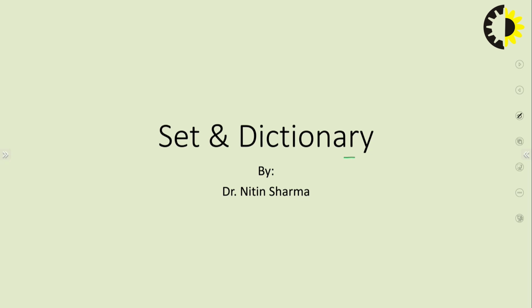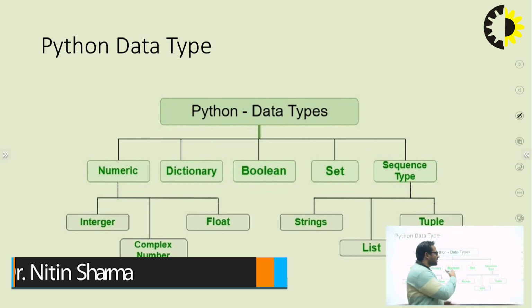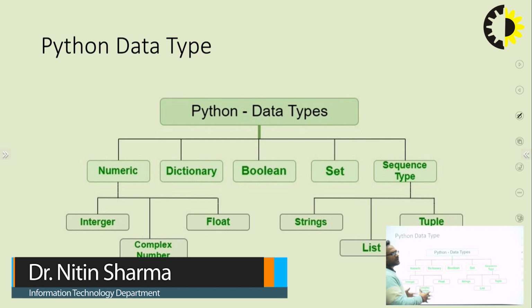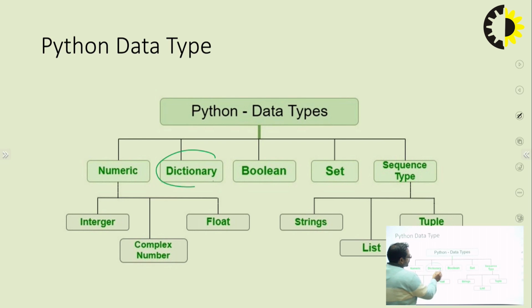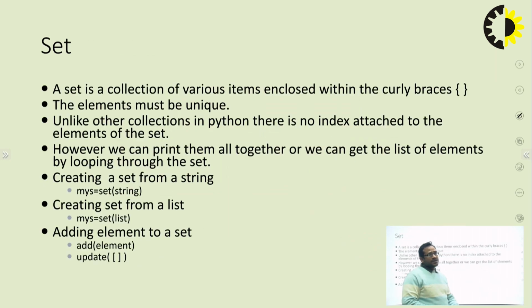So basically, if I am talking about Python data structures, you can see this chart showing the different data types in Python. Today I am going to discuss this dictionary and this set. We have already discussed list and tuple in the previous lecture, which you can see on my YouTube channel, and today I'm going to discuss dictionary and set. So one by one we can see what is a set and what is a dictionary.